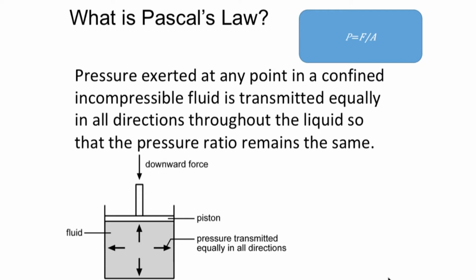Now, let us look at the diagram. If you can see from the diagram, we have a force that is being applied in a container or in a piston as being labeled. That force that is being applied in a piston causes pressure to transmit the fluid equally in all directions. As you can see, we have it indicated in arrows. Now let us apply Pascal's law in terms of calculation.